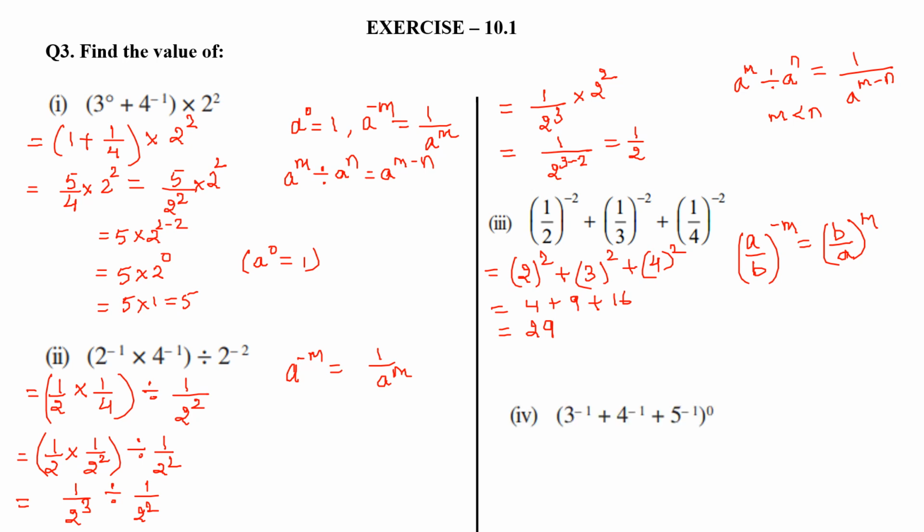Now fourth question. Here it is 3 to the power minus 1 plus 4 to the power minus 1 plus 5 to the power minus 1 whole to the power 0. So first of all you have to use the law a to the power minus m, which will give the value as 1 by a to the power m. So I can write 3 to the power minus 1 as 1 by 3 plus 1 by 4 plus 1 by 5 whole to the power 0. Now you know that any non-zero rational number to the power 0, the value is 1. So directly you can write the value will be 1 here. So hope it will be clear.